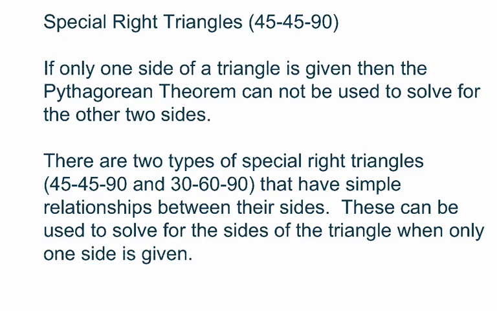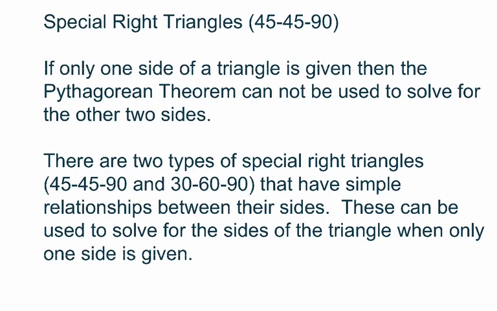Alright, so let's talk about some special right triangles. This video is going to focus on the 45, 45, 90. This is how to solve those if only one side is given. If only one side of a triangle is given, then the Pythagorean theorem cannot be used to solve for the other two sides.